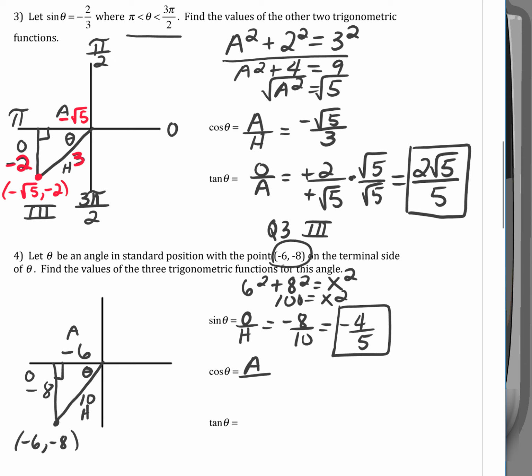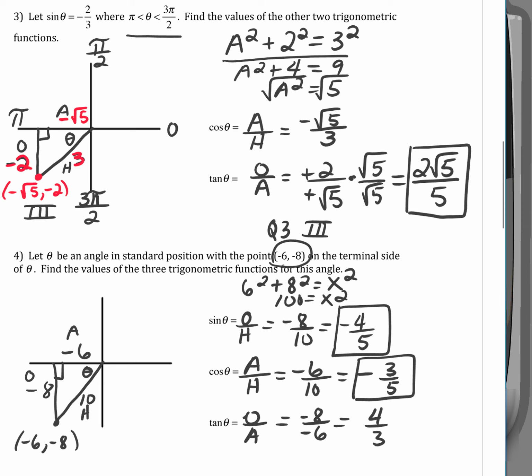Cosine is adjacent over hypotenuse, so -6 over 10. That will also simplify to -3 over 5. And the last one, tangent, will be opposite over adjacent, -8 over -6. Simplifies to a positive 4/3 because you're doing a negative divided by a negative. So something to note too, when you have all three, 2 of them will be negative and then one of them will be positive in quadrants 2, 3, and 4. Quadrant 1, everything will always be positive.